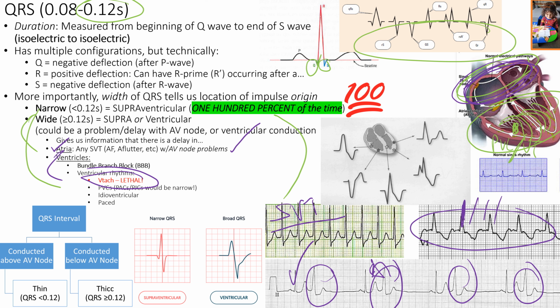What medication can you give for ventricular tachycardias? Adenosine is for SVTs. Amiodarone. Who said amiodarone? All right. Luke gets a cookie. All right.